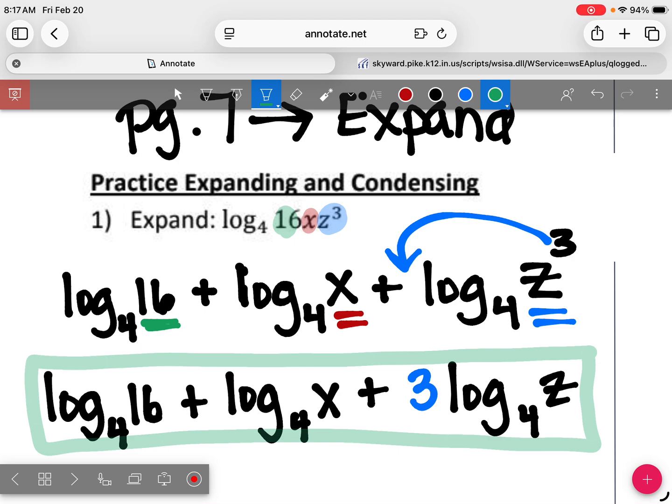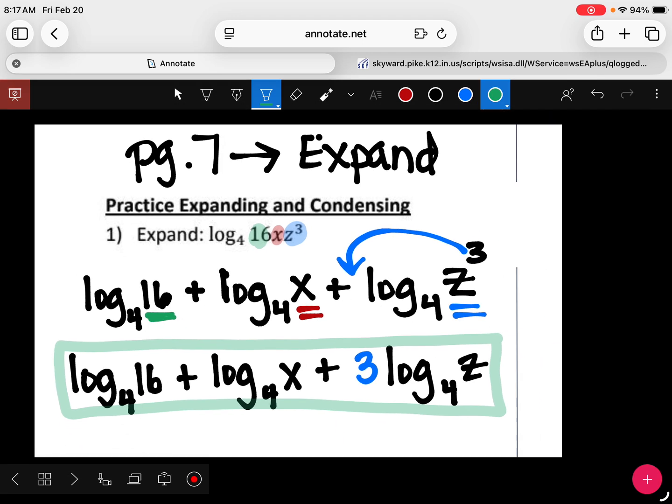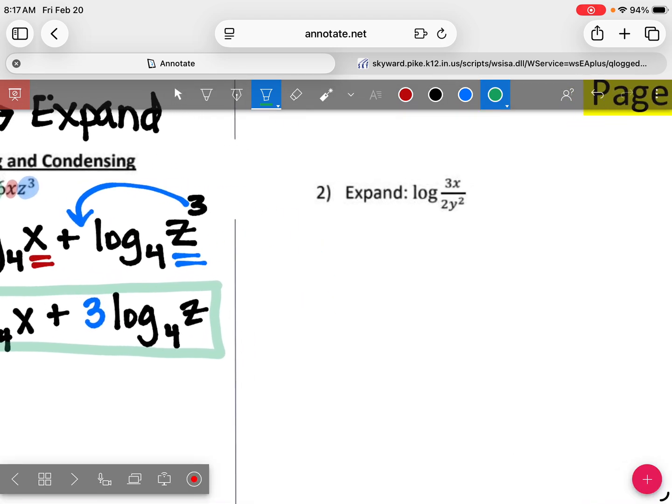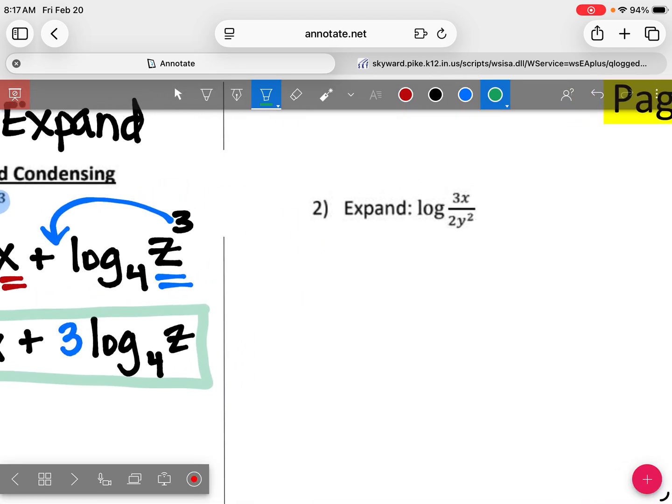Any questions about that? All right, take about 2 minutes and try to do the second one. Try to expand it. Again, same steps. First, you look for a fraction. Then you look for multiplication. Then you look for exponents.